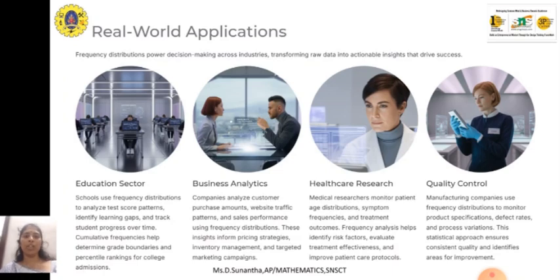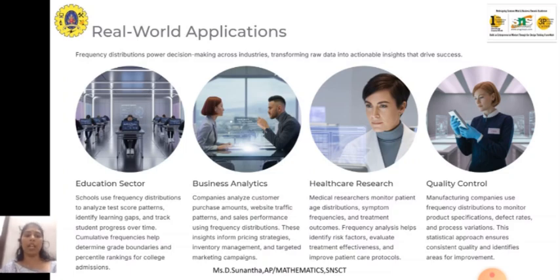In the educational sector, schools use frequency distribution to analyze test score patterns, identifying learning gaps and tracking students' progress over time. Next, cumulative frequencies help determine grade boundaries and percentile rankings for college admissions.